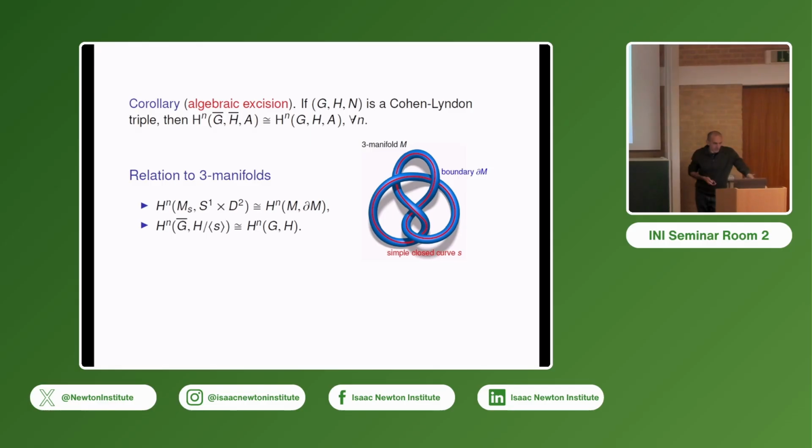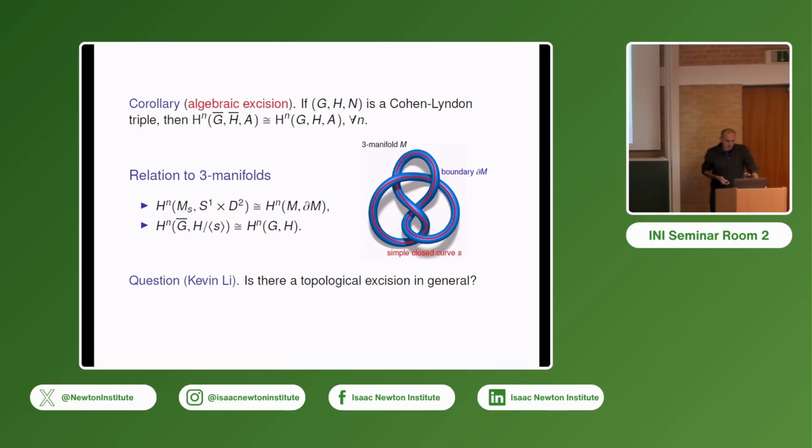Now, algebraically, because all these spaces are spherical, what you get is the cohomology of G bar, because that's just the fundamental group of this manifold, and then you have the fundamental group of the solid torus, which is H bar, and then G and H. So classical excision gives this algebraic excision in this particular example.